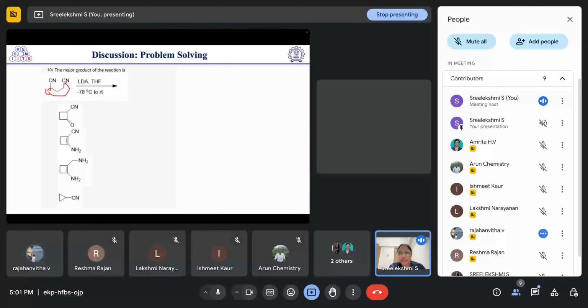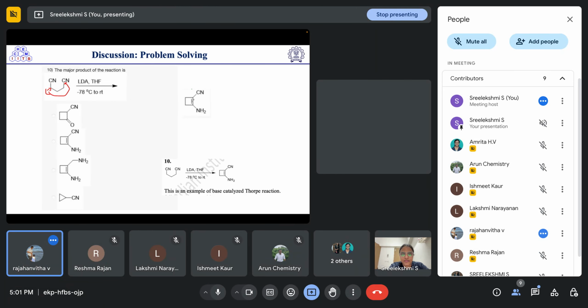What is happening here is during workup. Water is absent in the reaction. Yes, water is absent, but anyway, we will be doing workup, right? Tautomerism takes place, so this will be the second product. That option will be correct. So it is the base-catalyzed Thorpe reaction.